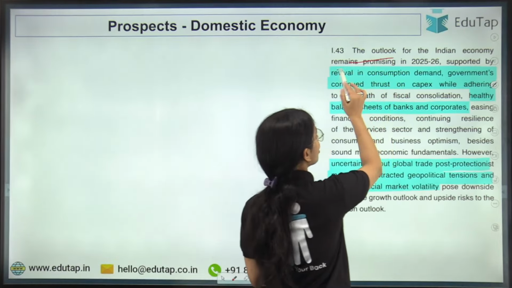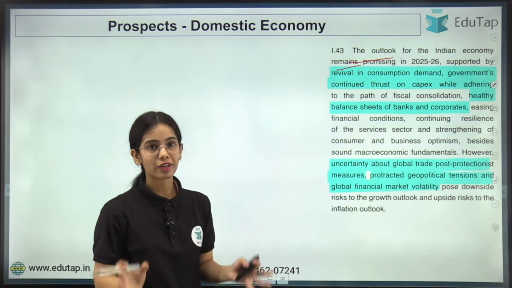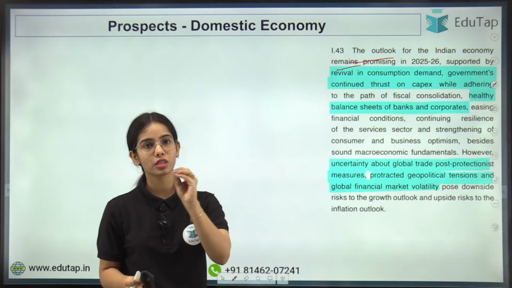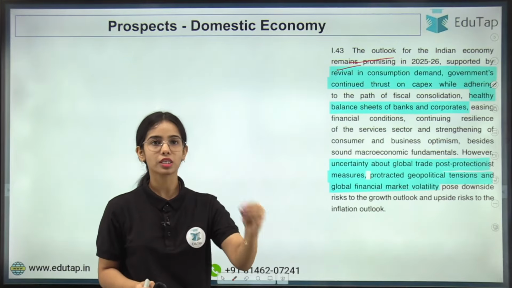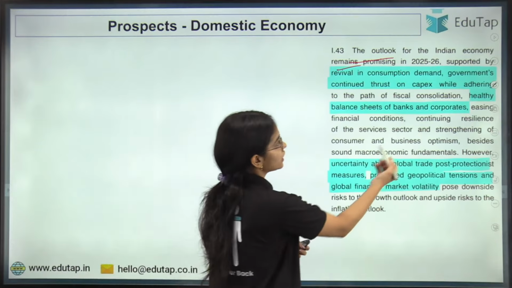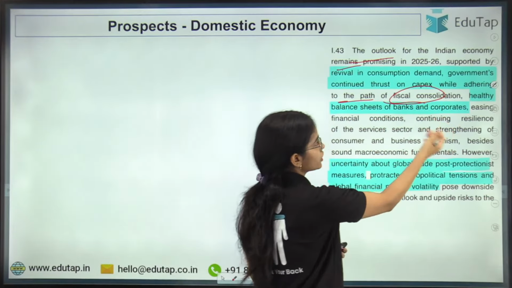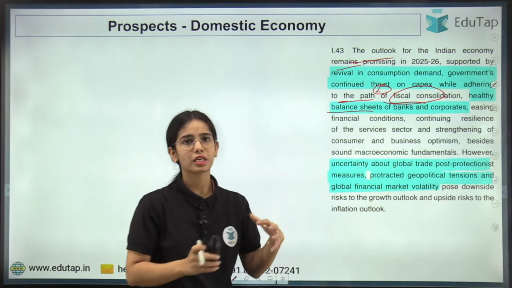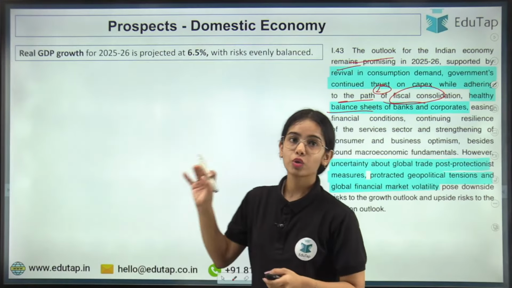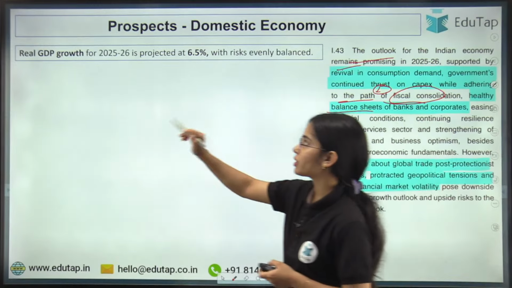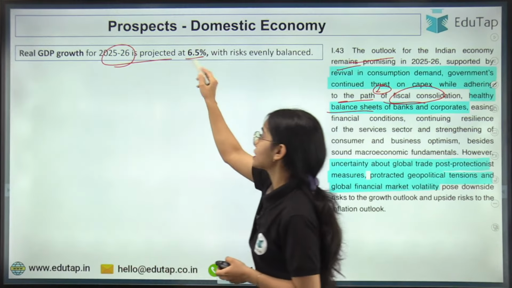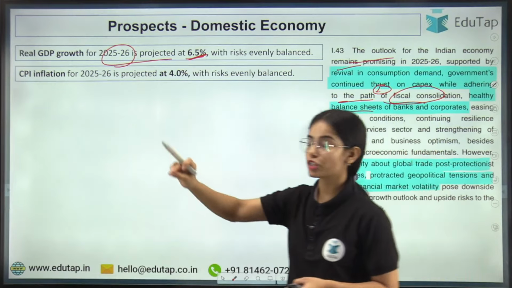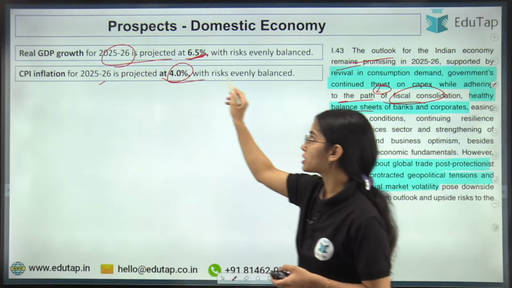So the outlook for the Indian economy remains promising, supported by the revival in the consumption demand of our country, the government's continued thrust on capital expenditure, while adhering to the path of fiscal consolidation, that the government is reducing its deficit and the debt, and healthy balance sheets of the banks. So all of these are creating a positive outlook for the country. As per the outlook, the real GDP growth for 2025-26 is projected at 6.5%, and the CPI inflation, the headline retail inflation, for 2025-26 is projected at 4%.